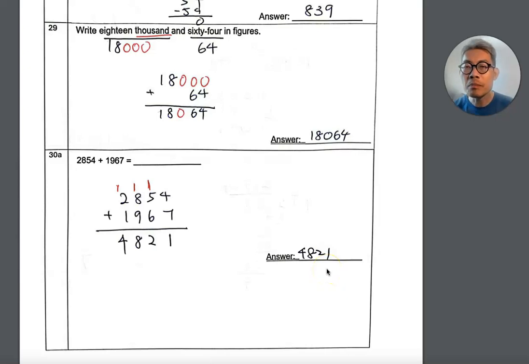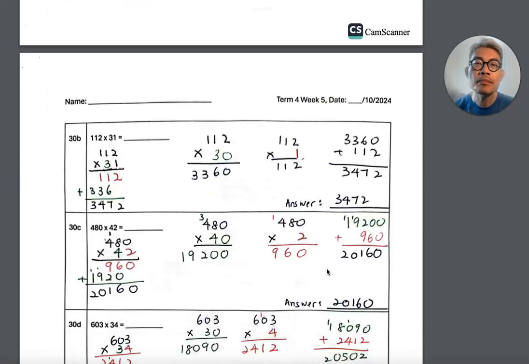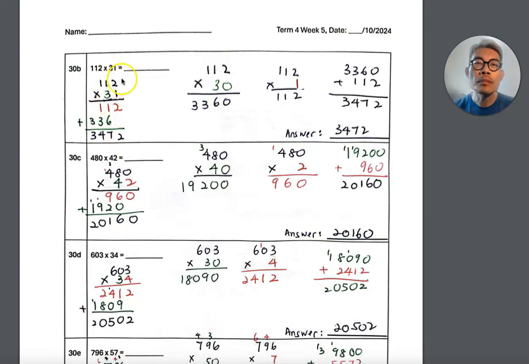These questions are very simple, so I'm just going to breeze through them. Same for this, you multiply by this. Now, here I will just spend a bit of time to explain why I have so many workings here. Actually, you don't need so many. For those who are very familiar, all you need to do to solve this is this. 112 multiplied by 31. So basically multiply by 1 first. 112 times 1 is 112.